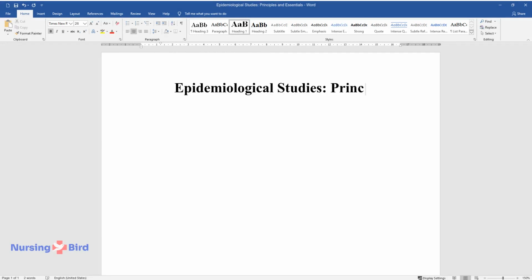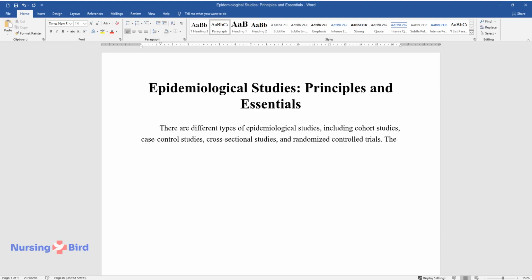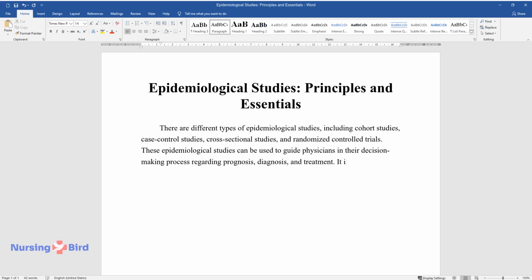Epidemiological studies, principles and essentials. There are different types of epidemiological studies, including cohort studies, case control studies, cross-sectional studies, and randomized controlled trials. These epidemiological studies can be used to guide physicians in their decision-making process regarding prognosis, diagnosis, and treatment.